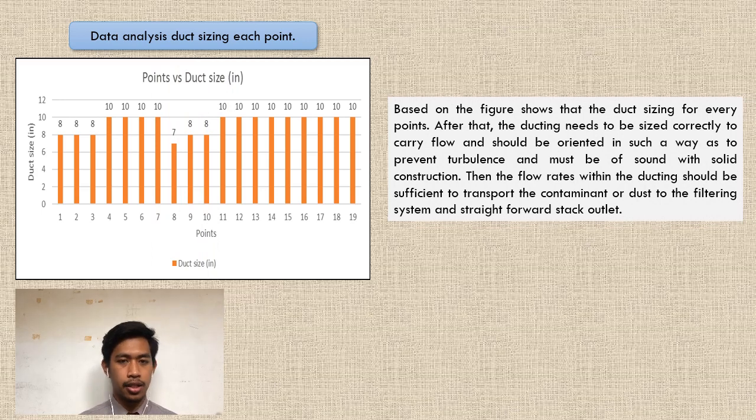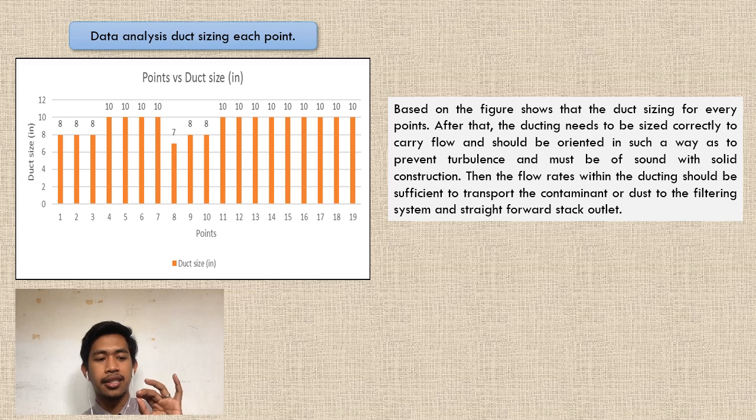For the graph, we can see the 19 points have different duct sizes, which are 8 inch, 10 inch, and 7 inch. So based on the figure, the ducting needs to be sized correctly. To carry flow, they should be oriented in such a way as to prevent turbulence and must be of sound, solid construction.